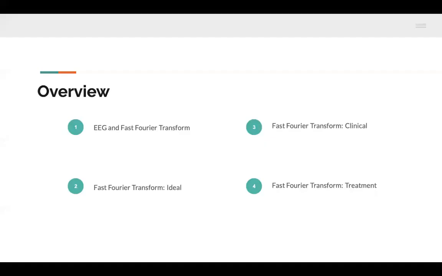We're going to talk about 4 things today. We're going to talk about the EEG and converting it into a fast Fourier transform. The second thing we're going to show, in my opinion, is what an ideal fast Fourier transform for an EEG looks like. The third thing I'm going to show is some examples of a fast Fourier transform that I've seen clinically. And the last thing is what happens to the fast Fourier transform with various treatments. There's only 20 slides. It's not a long talk. It's more of an introduction.